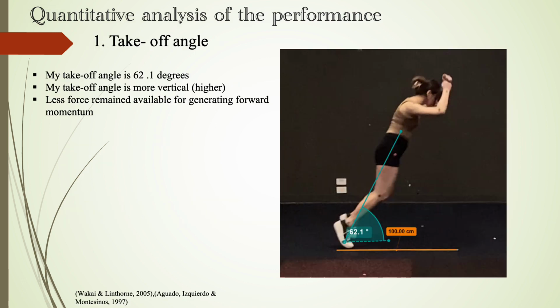In my standing long jump performance, my takeoff angle was measured at 62.1 degrees, which is significantly higher than the optimal takeoff angle of 19 degrees. Because my takeoff angle is higher, a large portion of the force I generated during the push-off was dedicated to overcoming the force of gravity. So I had to work harder against gravity to lift my body upward. This means there was less force available for generating forward momentum.